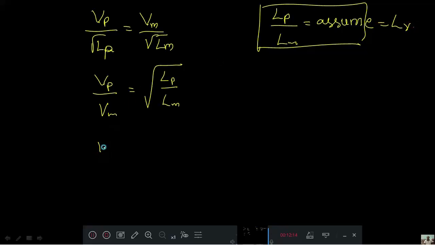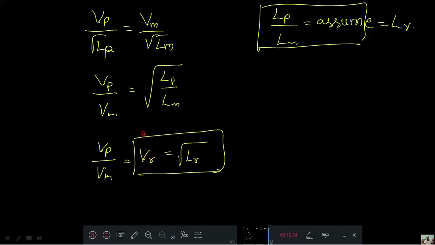Then you will get Vp by Vm, which is nothing but your Vr, the velocity ratio, that is the square root of the length ratio. Now you have a velocity ratio calculated from the length ratio. By using this you can go further to find the time. What is the time? Time is length divided by velocity. So the time ratio is the length ratio divided by the velocity ratio.